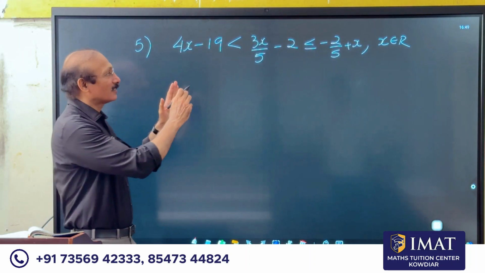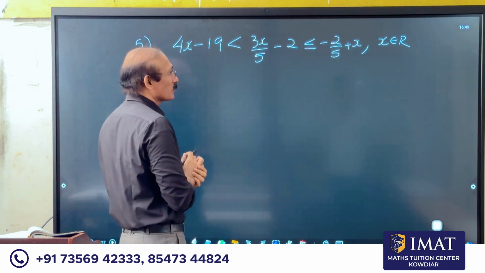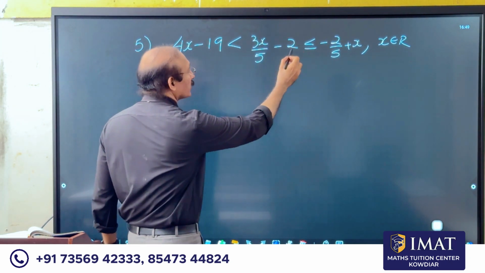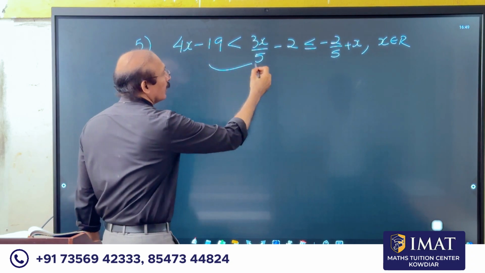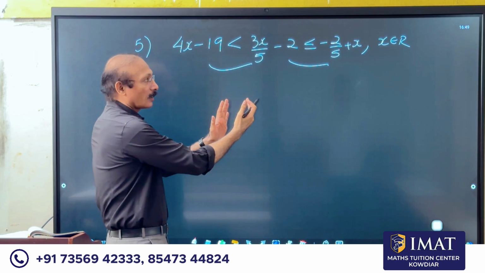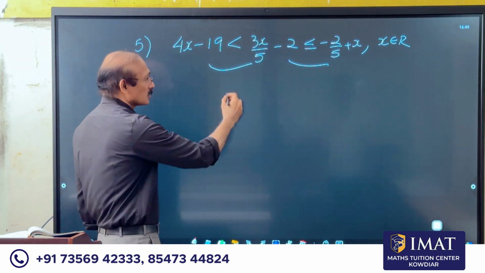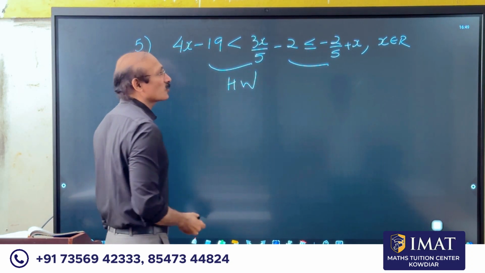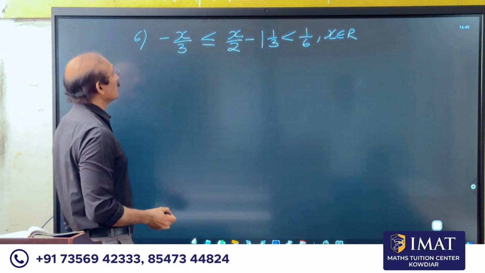So now children, just see this. Now the questions are similar to the previous question. Here you see variables on all sides. So you split this one and you split this and solve it. Make the middle term same, combine it and then say the solution. So this is a homework for you. Just try this question. Then let us see the next question.